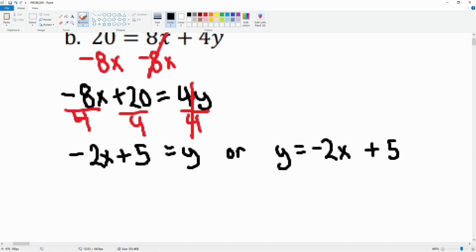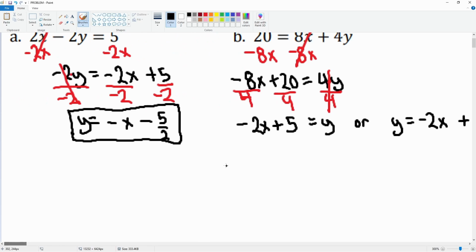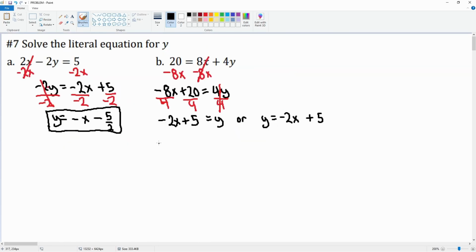Okay, notice both equations here, what we were trying to do when we were solving for the linear equation. All we were doing was just converting it from standard form here into slope-intercept form of y equals mx plus b. Okay, that is just solving for this linear equation.